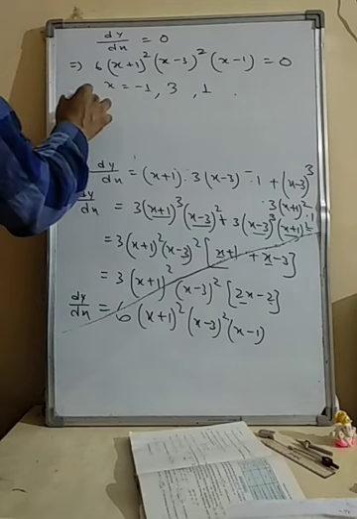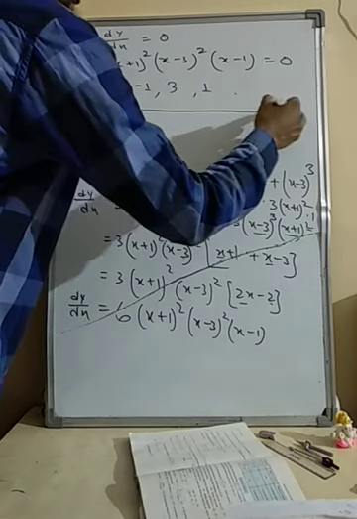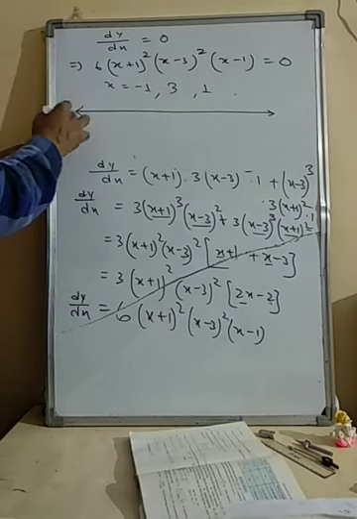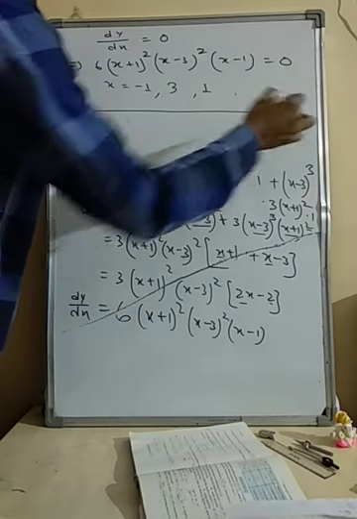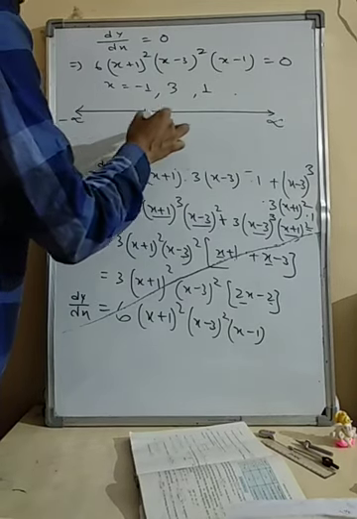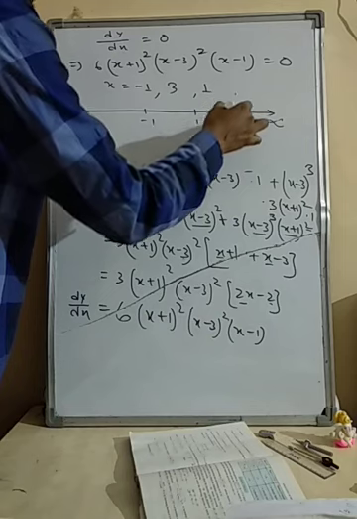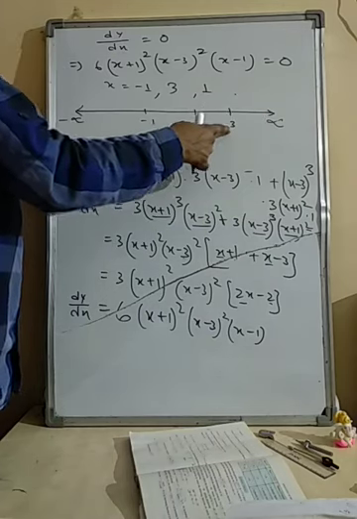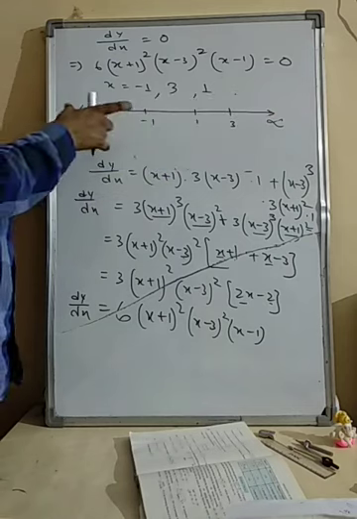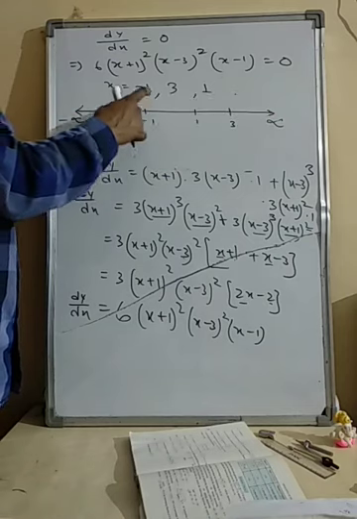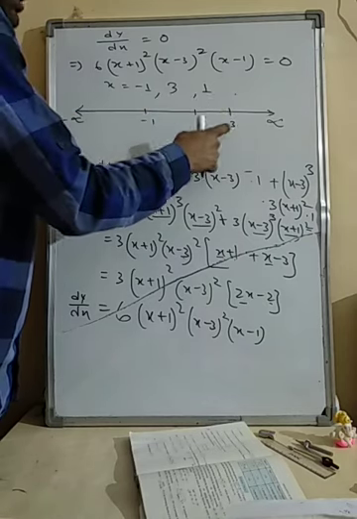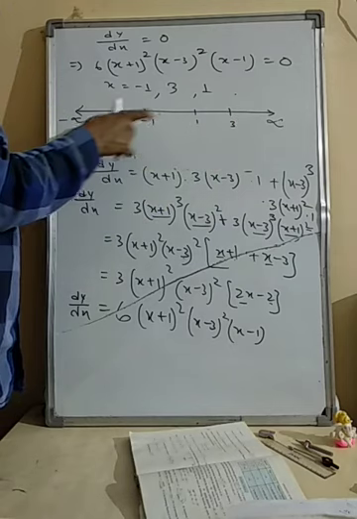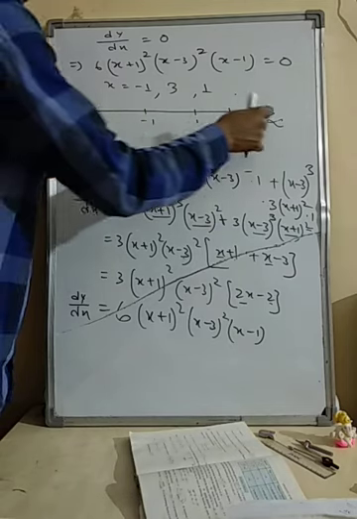So if I put all these on the number line, it is minus infinity to plus infinity. So minus 1 is here, then plus 1 is here, then plus 3 is here. So these three values, minus 1, plus 1 and 3, divide the interval into 4 parts: minus infinity to minus 1, minus 1 to 1, 1 to 3, 3 to infinity. This is 1, 2, 3, 4 parts.